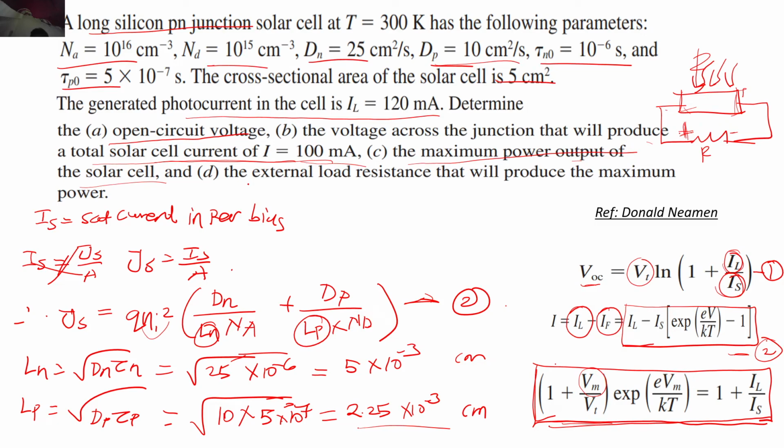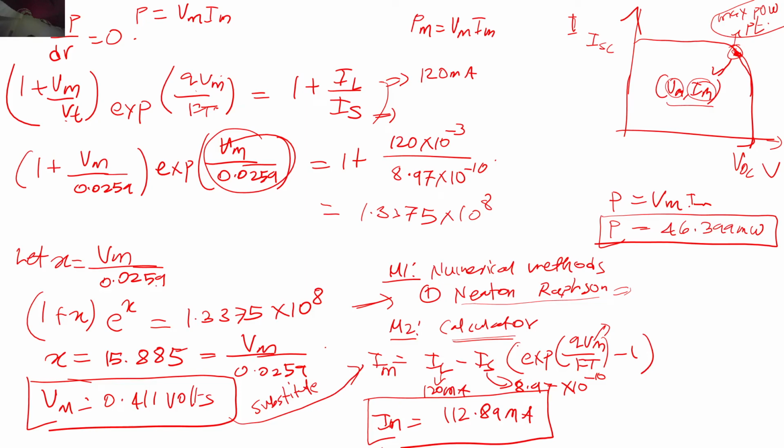Now the last question is pretty interesting. They are asking for the external load resistance that will produce the maximum power. So you have the solar cell, you have calculated how much maximum power it can deliver, but I want to connect a load resistor across it. Now see how this curve got generated. You kept on varying the RL.